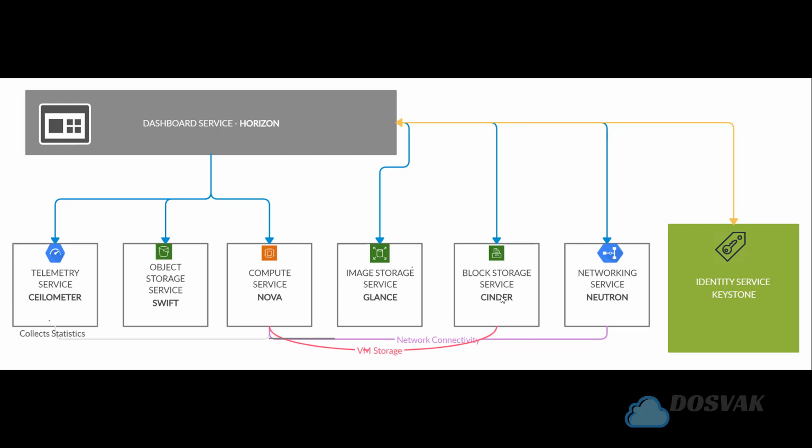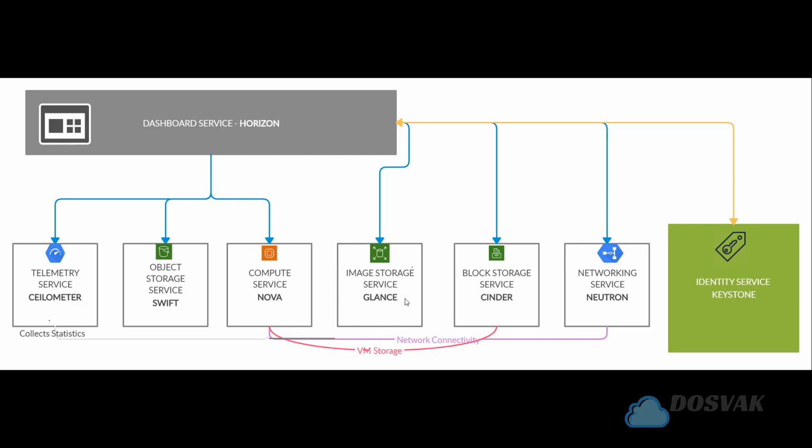Block storage service is responsible for providing storage volumes, which are for VM storage, which are used to create the instance and hold the data for the instance.